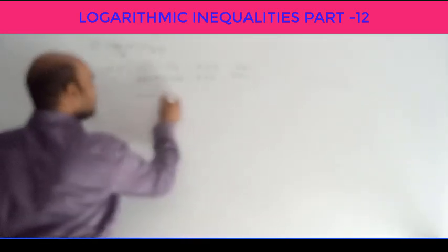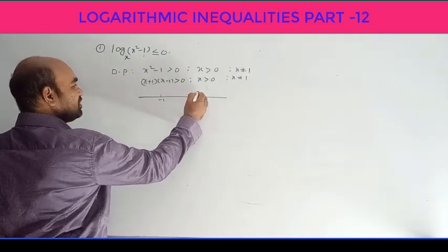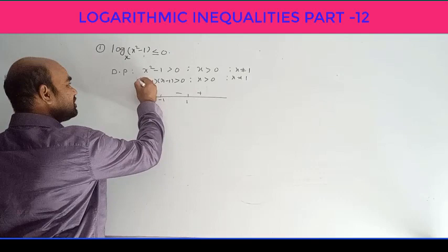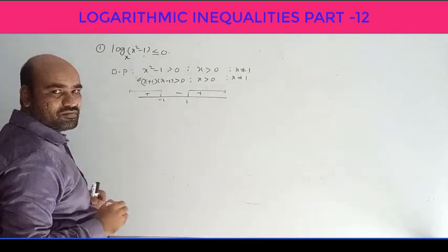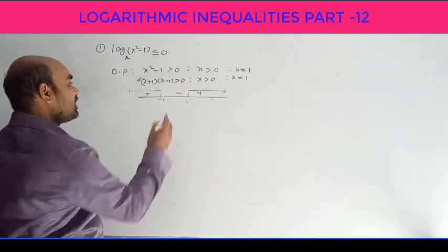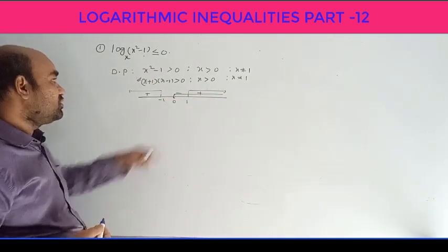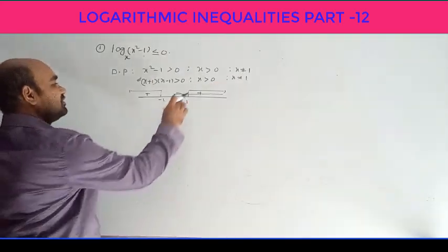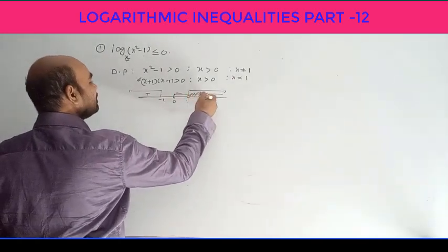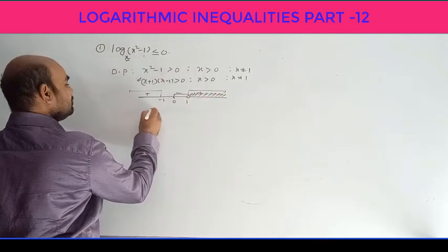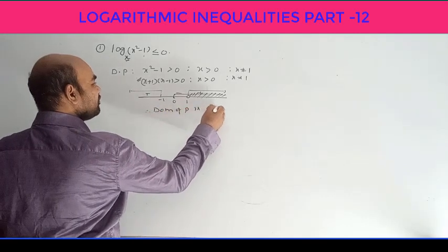Now I want to draw a number line, first of all to find the solution for this. Minus 1, plus 1; plus, minus, plus. This is saying that your x is greater than 1 or less than minus 1. But this is saying that your x should be greater than 0. And this is saying that your x is not equal to 1. Okay students, what is the common here? This is common for all. Now you can say the domain of the problem is open 1 to infinity.